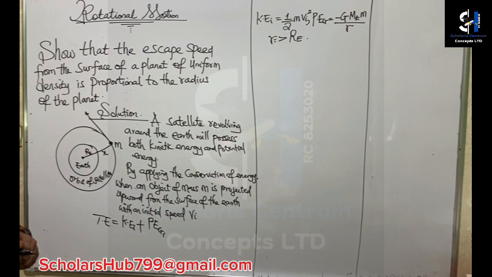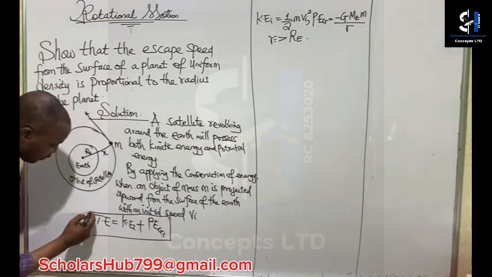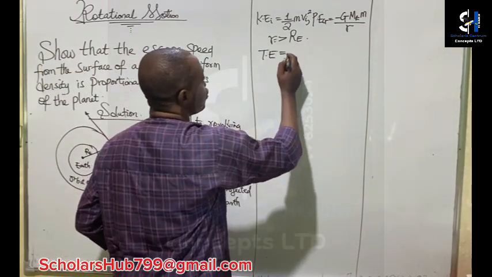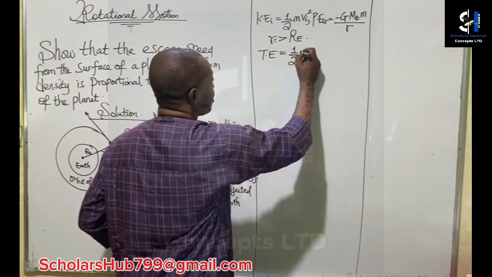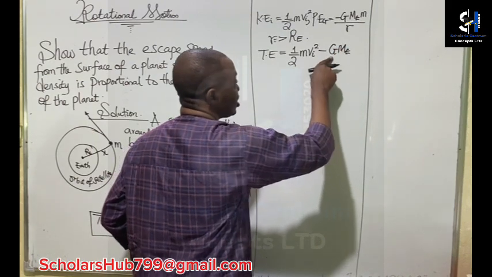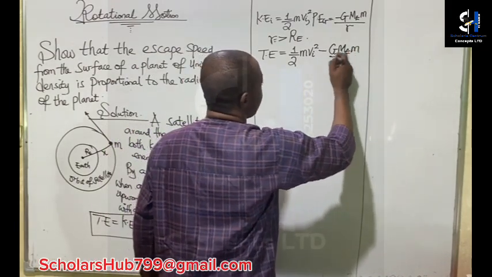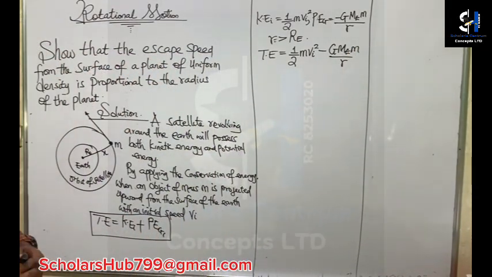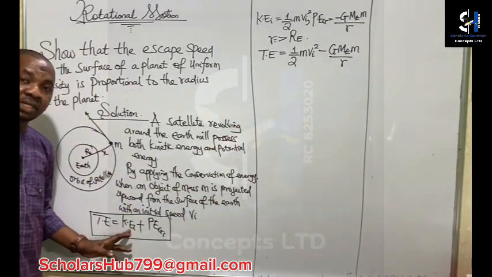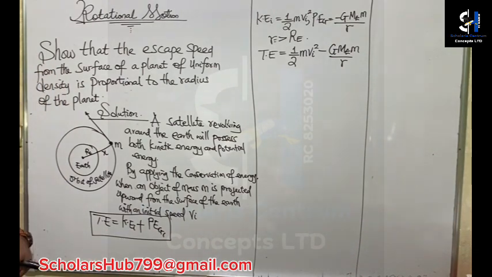According to the principle of conservation of energy, the total energy is equal to the kinetic energy, which is 1/2 m vi², minus G, the gravitational or universal constant, multiplied by the mass of the earth Me times m over r. So the total energy is the sum of the initial kinetic energy and the gravitational potential energy.